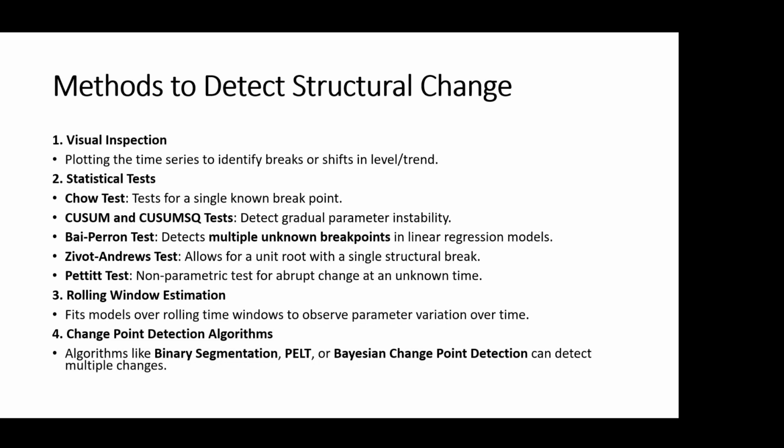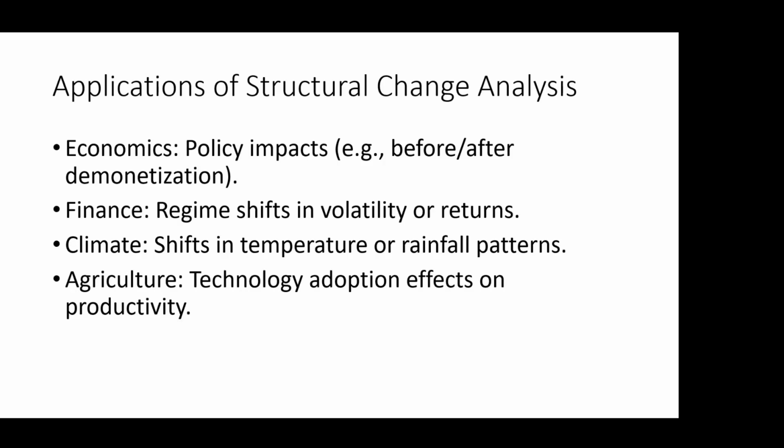It's a non-parametric test for abrupt changes at an unknown time. Then you have a rolling window estimation, which fits a moving average to the data. Looking at the changes in the moving average, you draw inferences as to how the structure of the series is changing. Now, because our basic objective is to find out whether we can detect any change point, the algorithms that are used are binary segmentation, PELT, or Bayesian change point detection, which can all detect multiple change points, and which I shall demonstrate as we go along.